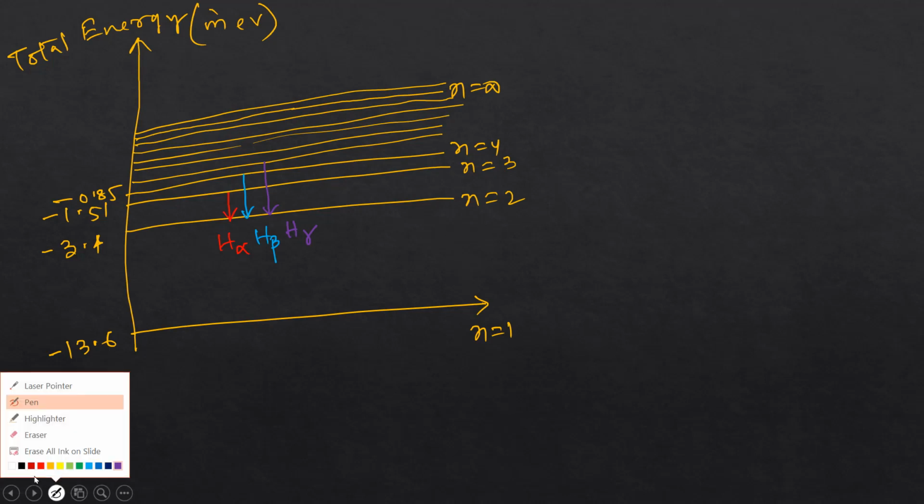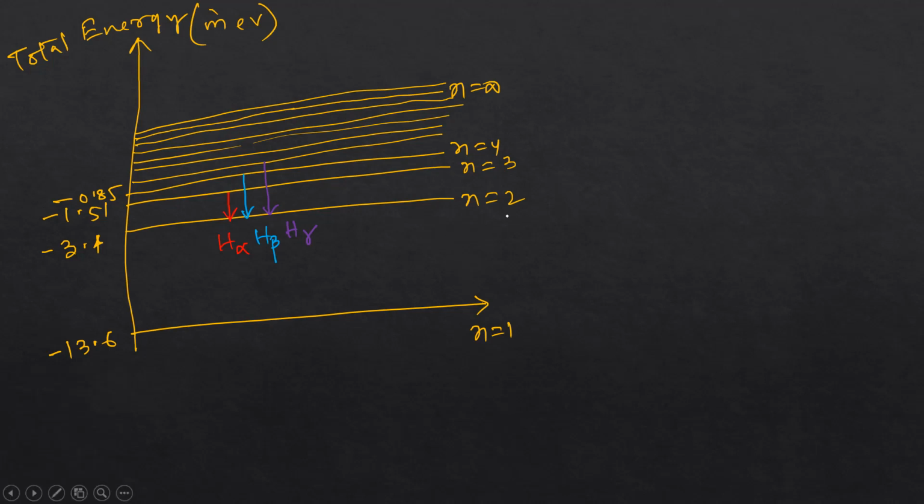So in that formula, we will use, for the case of hydrogen, the Rydberg formula: 1 by lambda is equal to R into (1 by 2 square minus 1 by n square). We have to find out the wavelength for these three different lines.